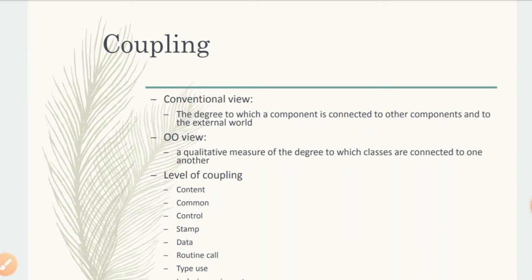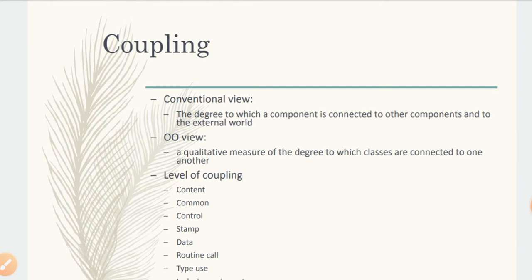This is the coupling. So you are going to do coupling between your PC and your printer. What is the object oriented view of coupling? It is a qualitative measure of the degree to which classes are connected to one another, that is your page 1, page 2, page 3, that is after the first page it should print your second page. So this is the object oriented view of coupling.